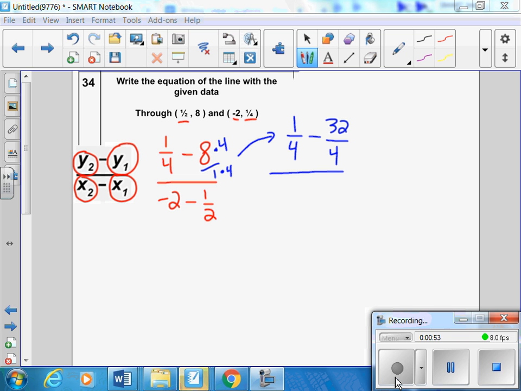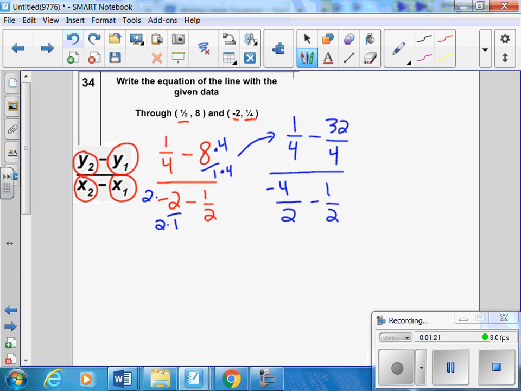Well, let's do the same thing on the bottom, common denominators. So this is -2/1. So I'm going to multiply by 2 so that both fractions have a denominator of 2. Got to do the same to the top. So now 2 times -2 is -4. And then 2 times 1 is 2. So just -4/2. -4/2 is the same thing as -2. And then you have -1/2. So now 1/4 minus 32/4 is -31/4 over -4/2 minus 1/2 is -5/2.